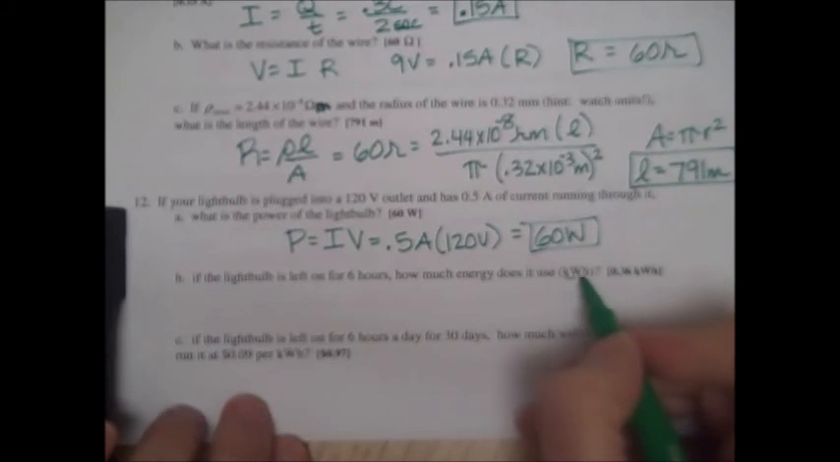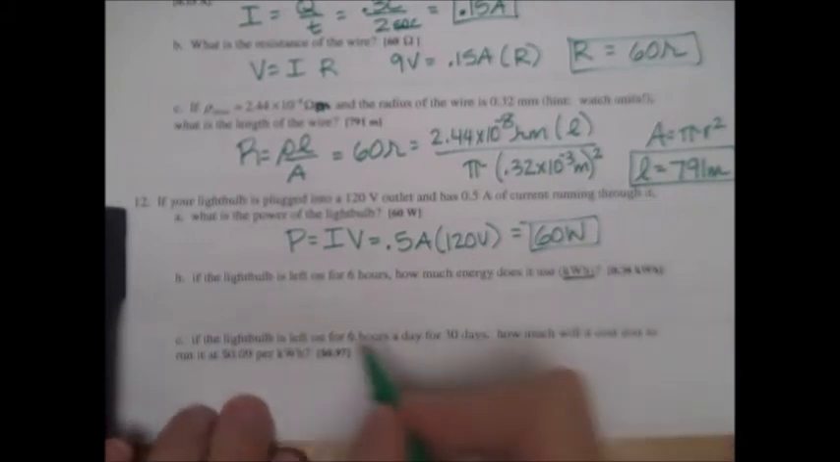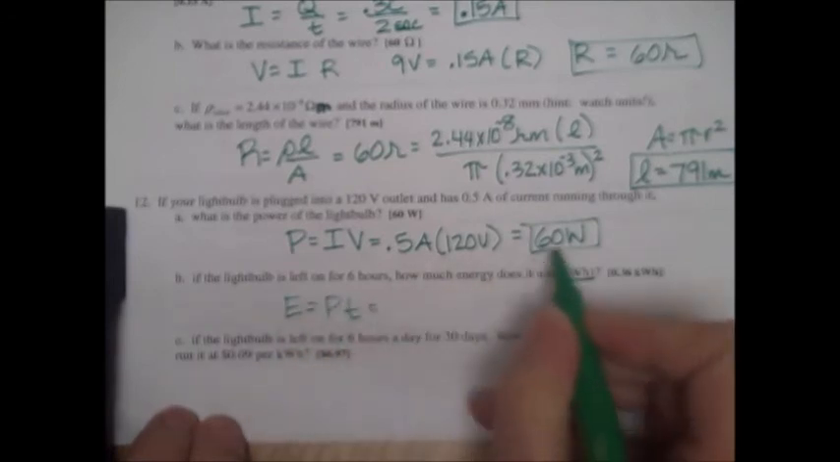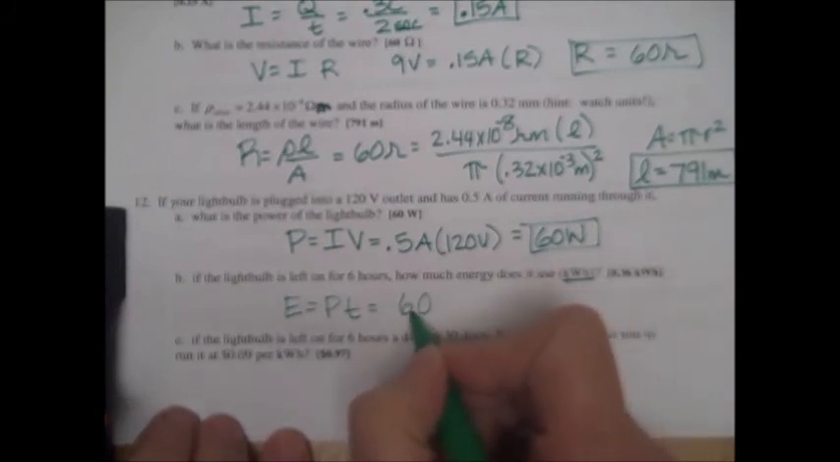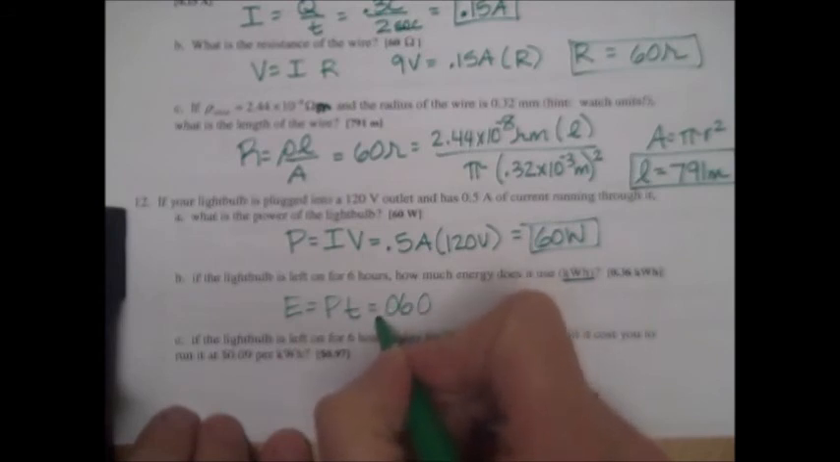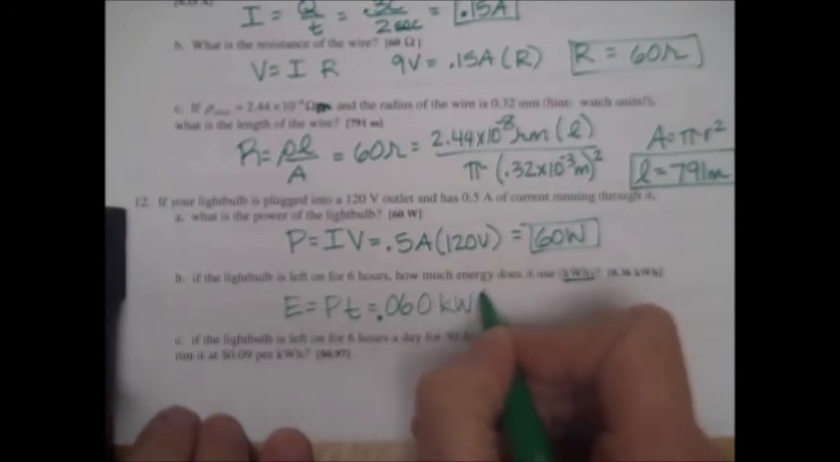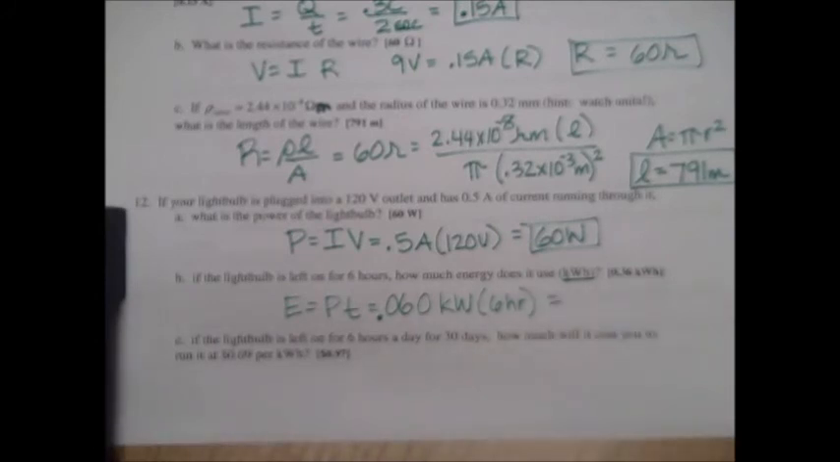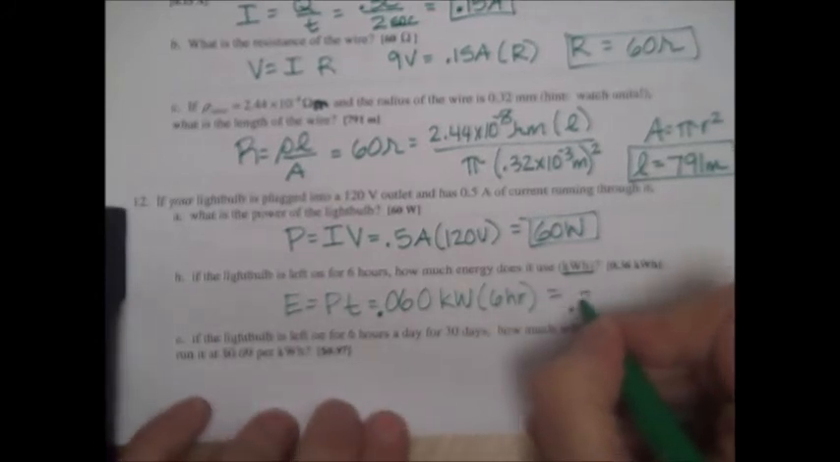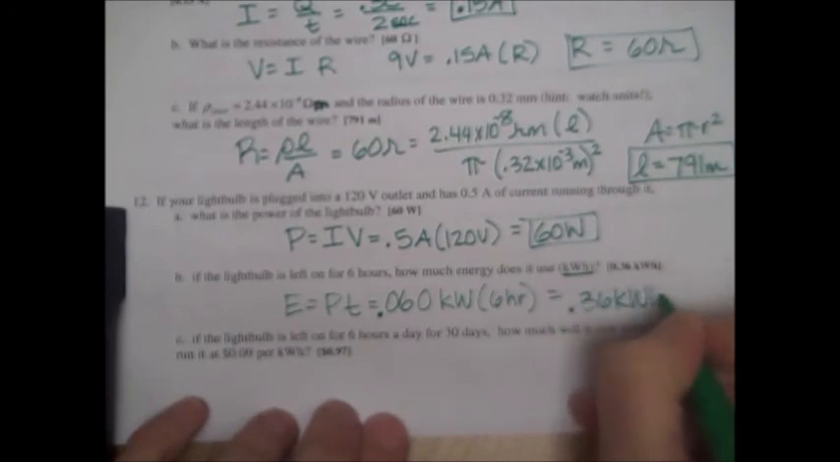Now, if the light bulb is left on for 6 hours, how much energy does it use? Notice here, we're looking in units of kilowatt hours. So energy is power times time, but I have to convert from watts to kilowatts. So to convert from watts to kilowatts, I just go back 3 places. So it'd be 0.06 kilowatts times 6 hours, and I get 0.36 kilowatt hours.